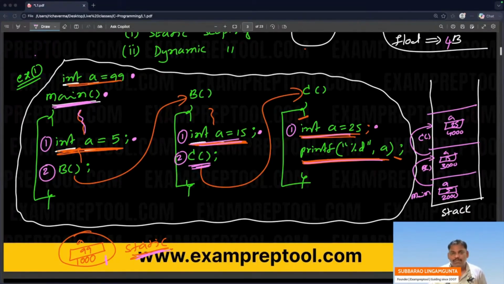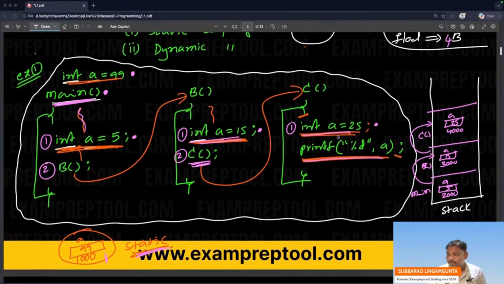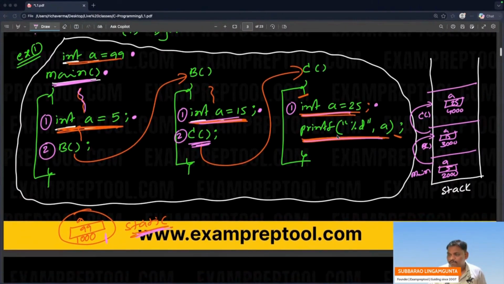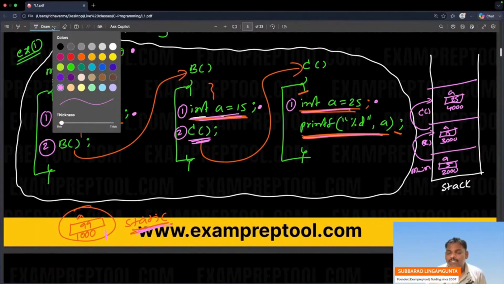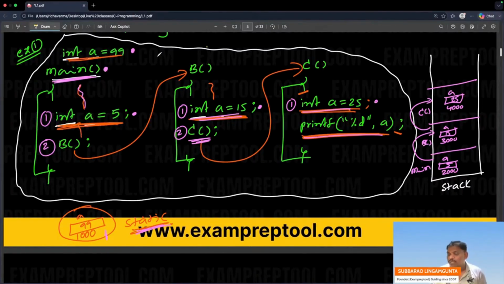Let's move to the next. Careful observation. Can you see this? Everyone observe clearly. You know very well about the stack property. In the stack, always the last person is running. Whoever is at the top of the stack, that person is running.